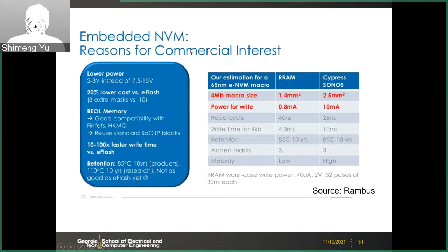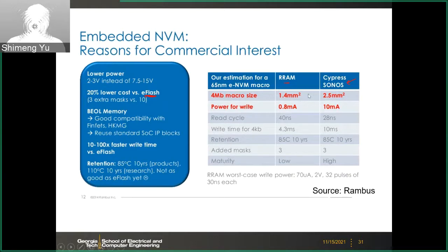So the reason that those companies position RRAM as a replacement for the embedded non-volatile memory, basically EFlash. EFlash is widely used in microcontrollers (MCU) to store the code, and typically you need a few megabytes for that. And here, for example, it compares the RRAM versus the EFlash based on the SONOS charge trap transistor. This is from Cypress.